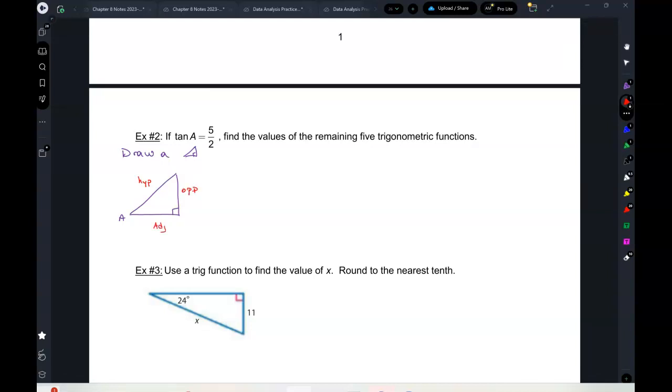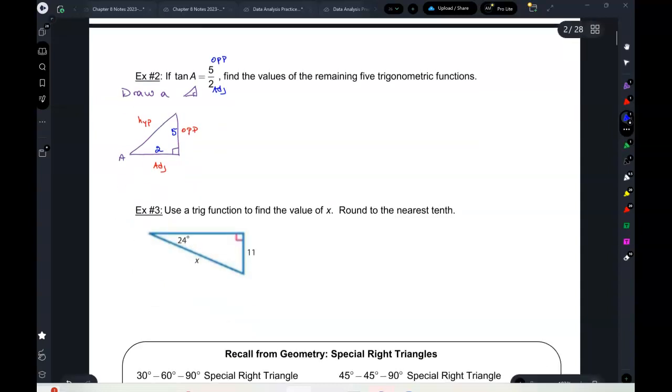Now, what I'm given here is tangent of A is 5 over 2. Remember SOHCAHTOA? Tangent is opposite over adjacent. So if opposite over adjacent is 5 over 2, that means the opposite side to the adjacent side has a ratio of 5 over 2. So I label the opposite 5 and the adjacent 2. Now, to find the other ones, I need to find the missing side, which I can do because I know the Pythagorean theorem, right?